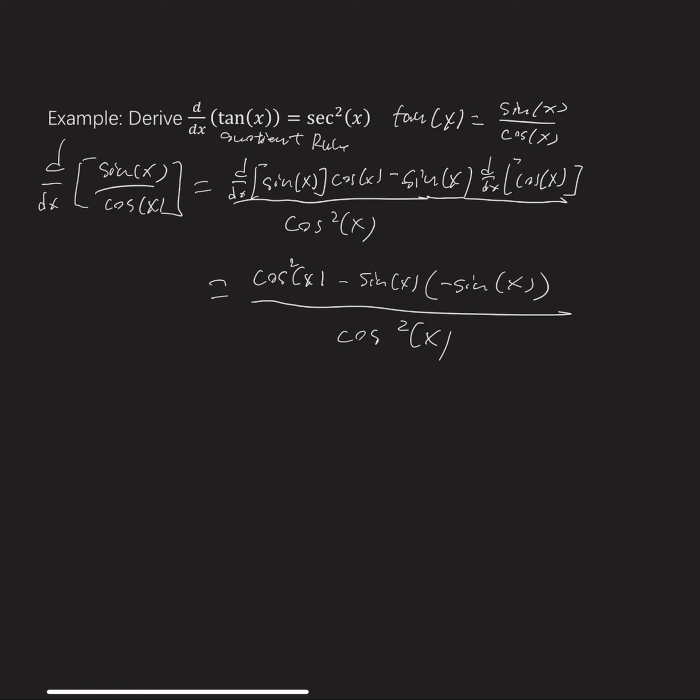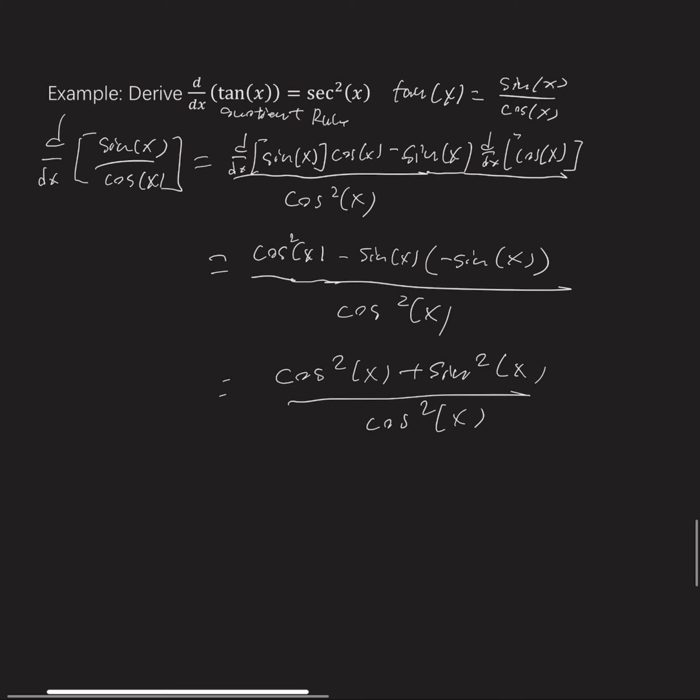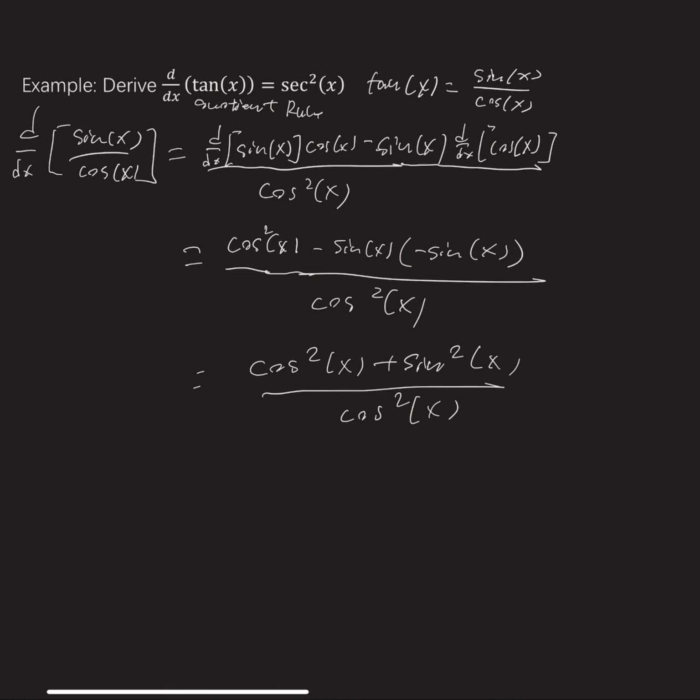If you see here, do not simplify this thing first, okay? That's equal to cosine squared of x plus sine squared of x divided by cosine squared of x. What is this? The numerator, based on the Pythagorean identity, is equal to 1. So that's equal to 1 over cosine squared of x, which is equal to secant squared of x. And we see here, the derivative of tangent of x is actually equal to secant squared of x.